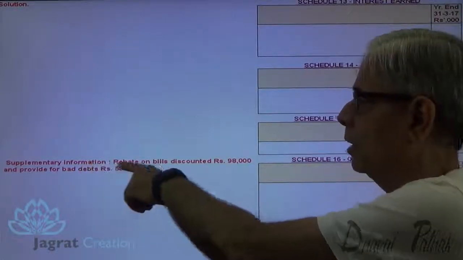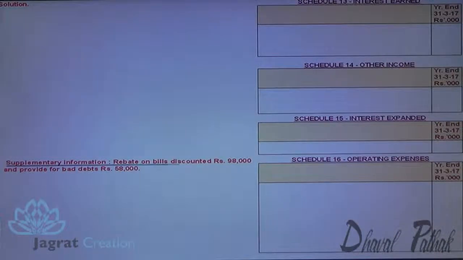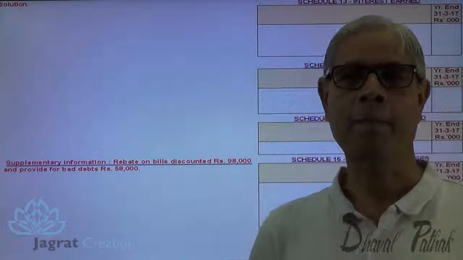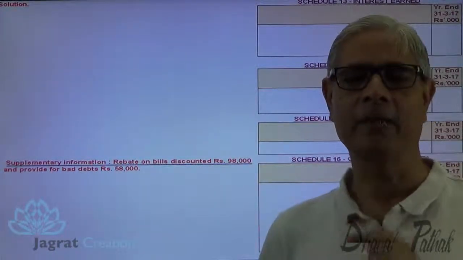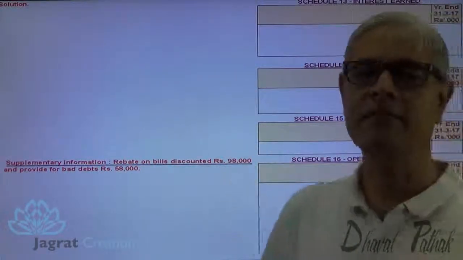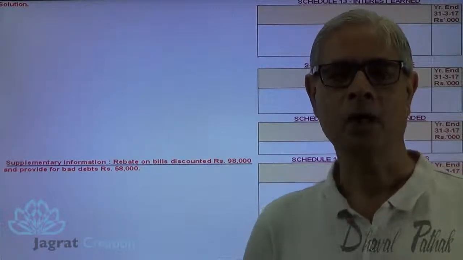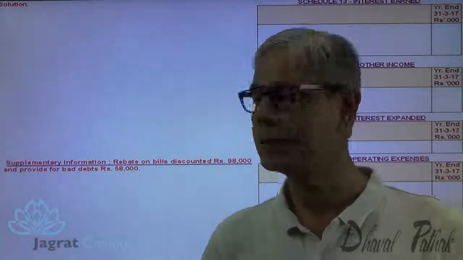Now, rebate on bills discounted 98,000, the adjustment effect is given to you. So discount received in advance is deducted from discount income, and the net discount income for the current year is reported in the profit and loss account, and this discount received in advance, rebate on bills discounted, will appear on the balance sheet liability side in Schedule 5, other liabilities.